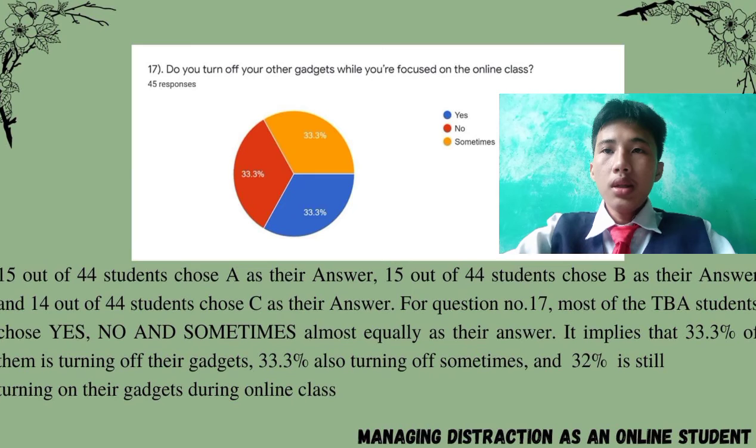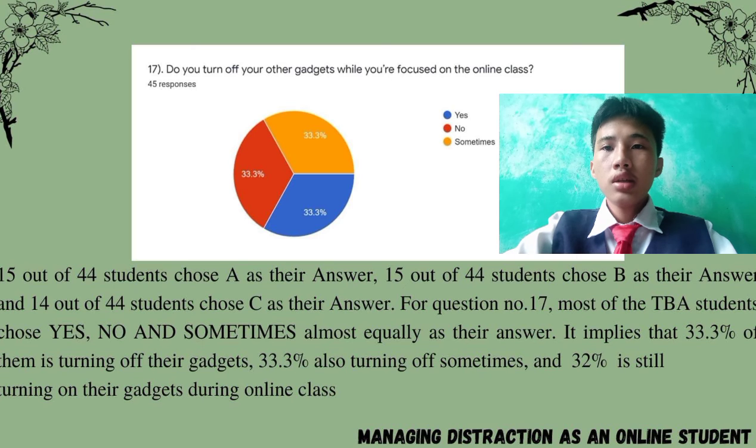For question number 17, do you turn off your gadget while you're focused on the online class? 15 out of 44 students chose A as their answer. 15 out of 44 students chose B as their answer. And 14 out of 44 students chose C as their answer. For question number 17, most of the TBA students chose yes, no, and sometimes, almost equally as their answer. It implies that 33.33% of them are turning off their gadgets, 33.33% are turning off sometimes, and 32% are still turning on their gadgets during online class.